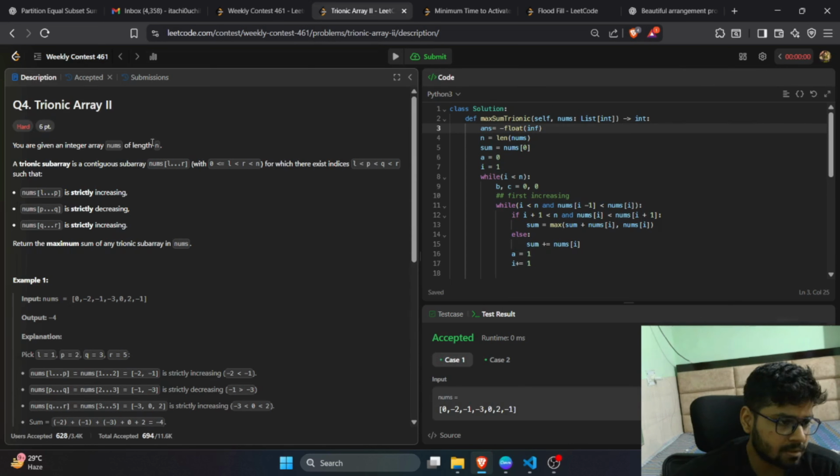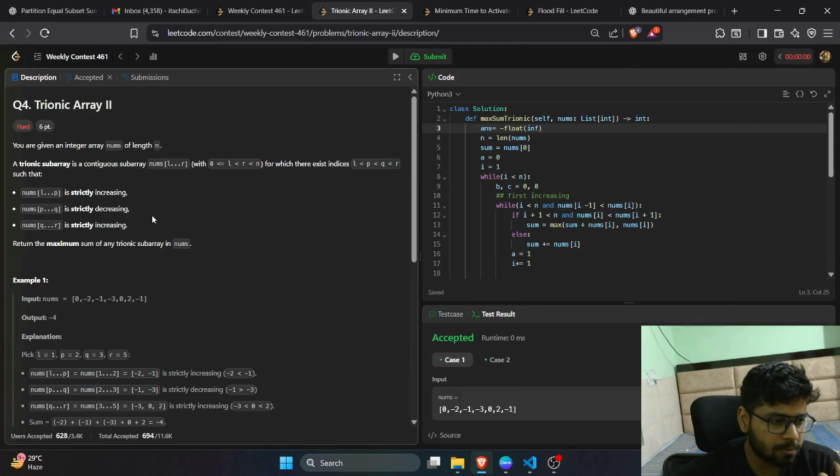You are given an integer array nums of length n. A trionic subarray is a contiguous subarray nums[l..r], with indices 0 ≤ l < r ≤ n-1, for which there exist indices l < p < q < r, which means inside this array there are indices l, p, q, r where we have to cut the array and pick the subarray such that l to p is strictly increasing, p to q is strictly decreasing, and q to r is strictly increasing.